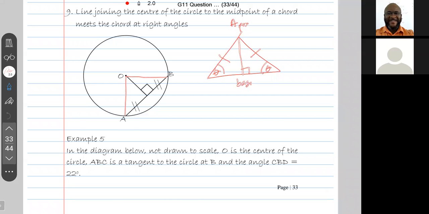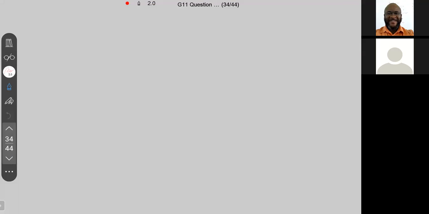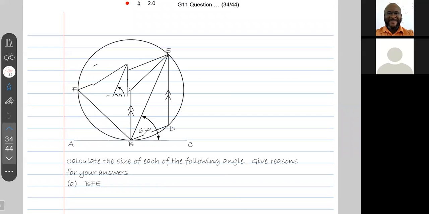All right, guys, example five. Example five says, in the diagram below, not drawn to scale, O is the center of the circle. ABC is a tangent to the circle at B, and the angle CBD is equal to 22 degrees.